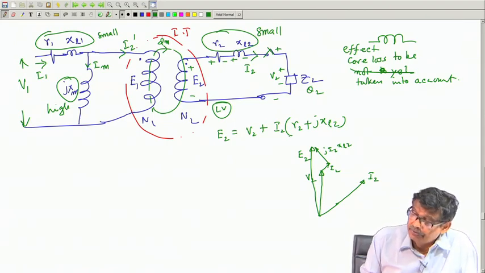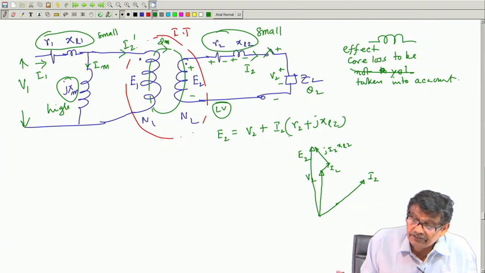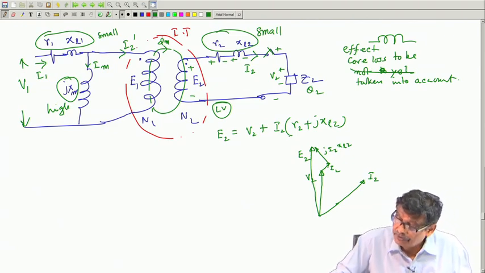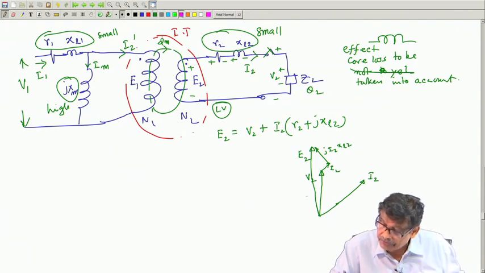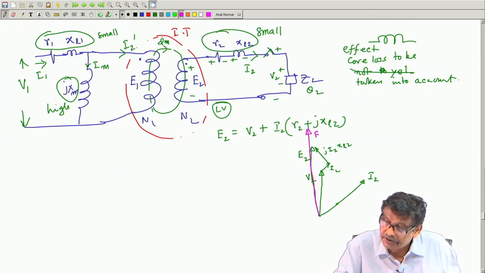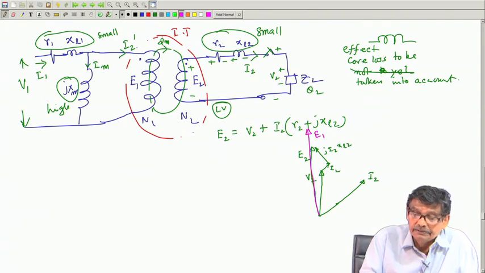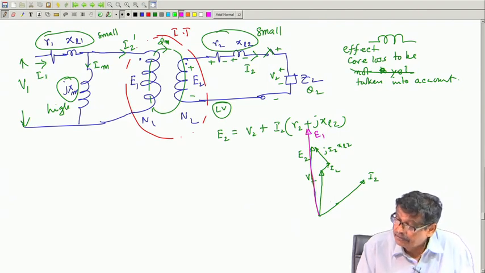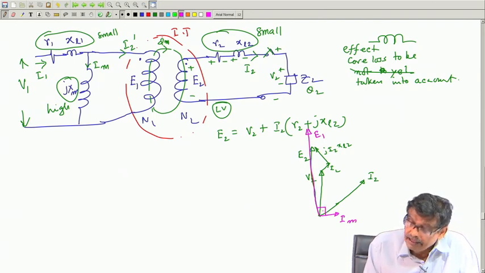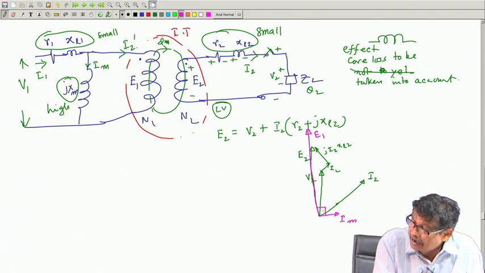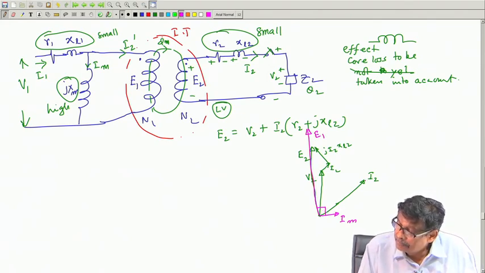If you get E 2, then your E 1 is in phase with E 2. So, your E 1, I will draw in a different color. Suppose this is your E 1. Once I get E 1, I will say my magnetizing current is this voltage divided by J X M. So, I will draw a magnetizing current, which is 90 degree lagging E 1. And if this is I m, your I 1 will be I m plus I 2 dashed.